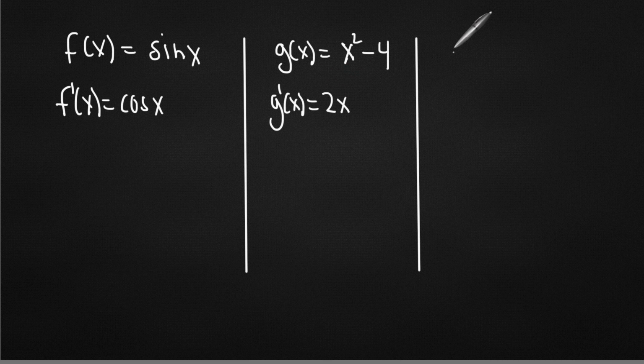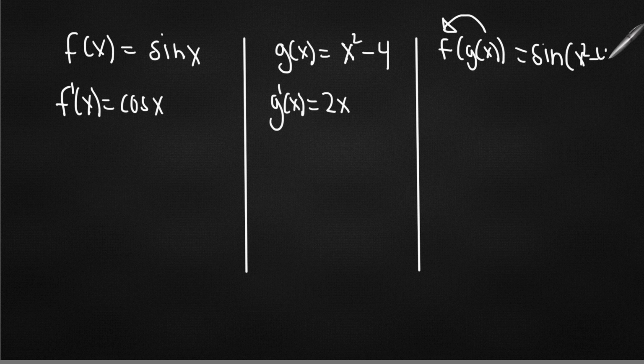But what if we were given a function, and we'll call this f of g of x, which means take g and plug it into f. So that's going to give us sine of x squared minus 4. We have a function, x squared minus 4, that has been embedded into another function. In order to take derivatives that are more complex than these basic two functions, we need to learn something called the chain rule. And that's what we're going to talk about in this video.